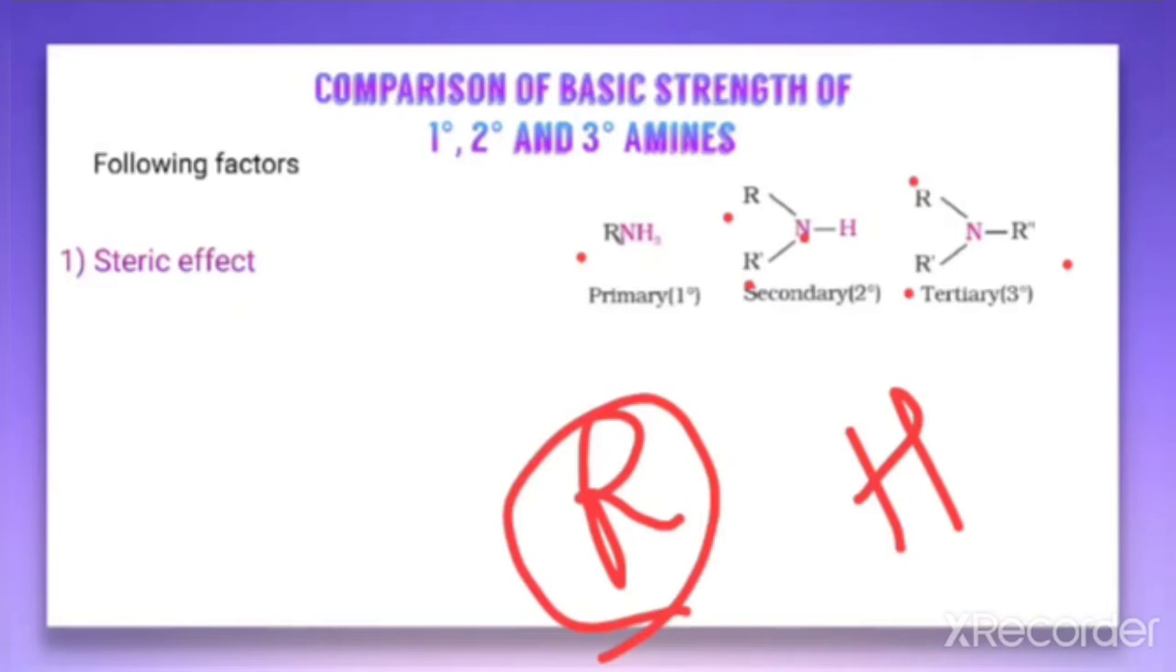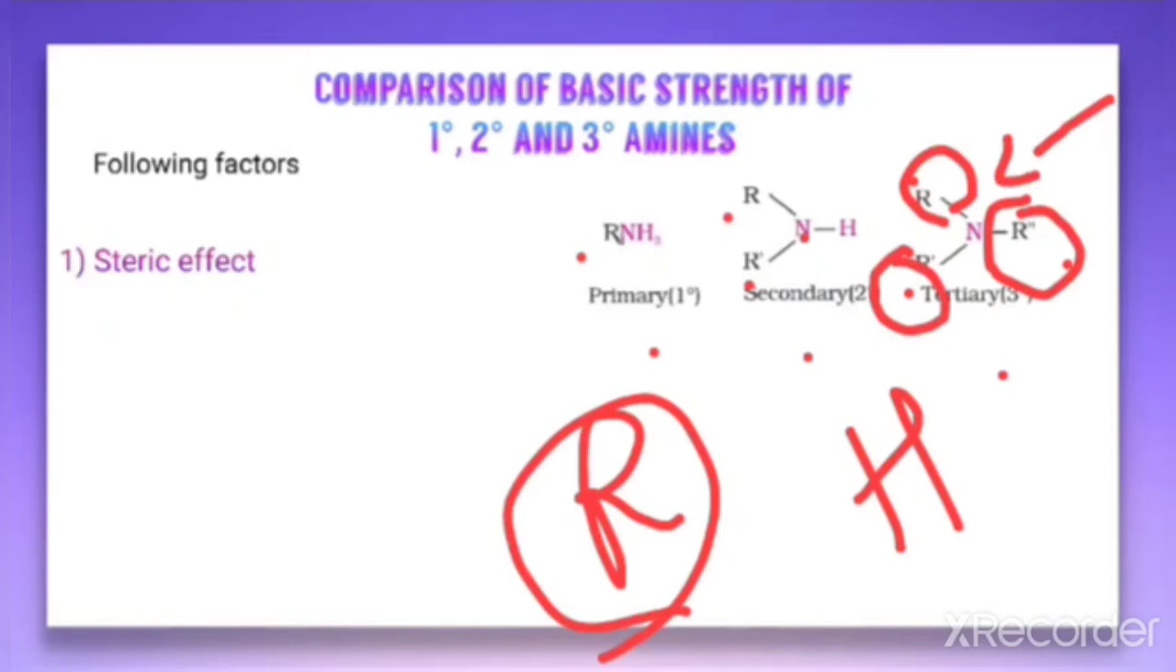So where is the most steric hindrance? That is in the tertiary, because 3 alkyl groups are there surrounding the nitrogen. That means there will be steric hindrance. So the crowding of alkyl groups increases from primary to secondary to tertiary. Where is more crowding? That is in the tertiary. So the entry, or we can say the attack of the acid on the amines, will be quite difficult when there is crowding around the nitrogen of the amine group.